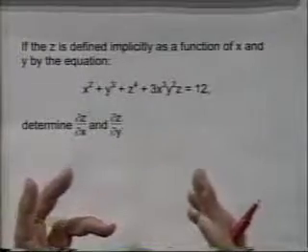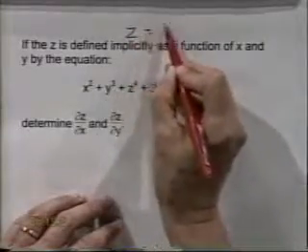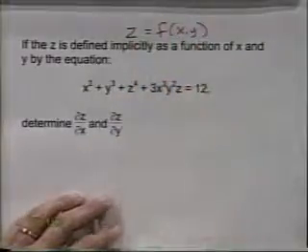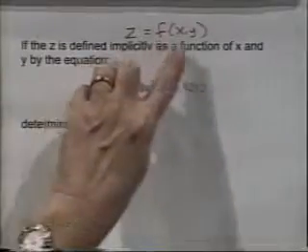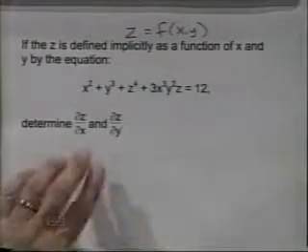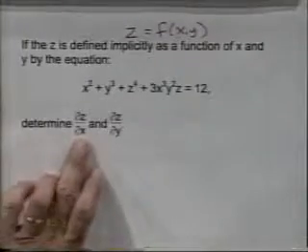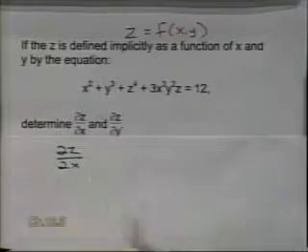Just as in Calc 1 and in Calc 2, occasionally your function was given implicitly, which in this case means x, y, and z are all mixed up. All right? Now, we are assuming that z is a function of x and y. You all with me? What we want to do is figure out the partial of z with respect to x. That's the first thing we want to do. We want to determine the partial of z with respect to x.